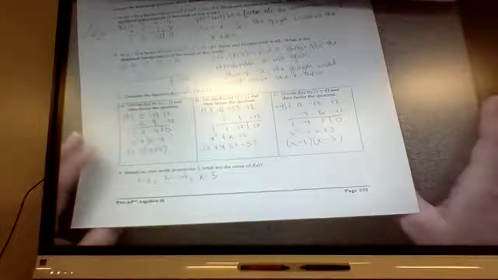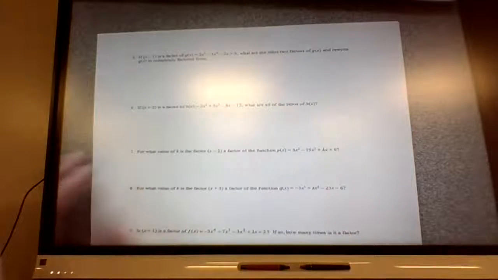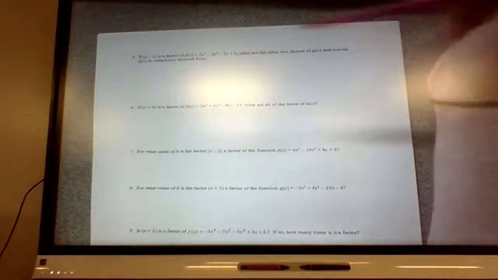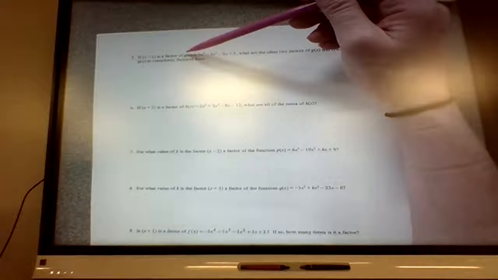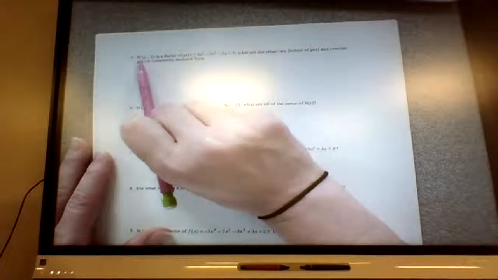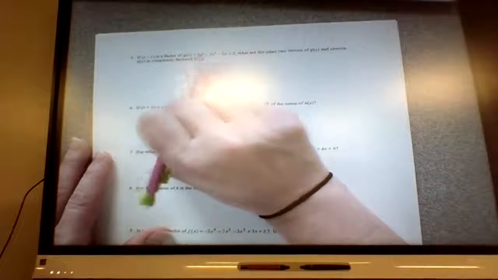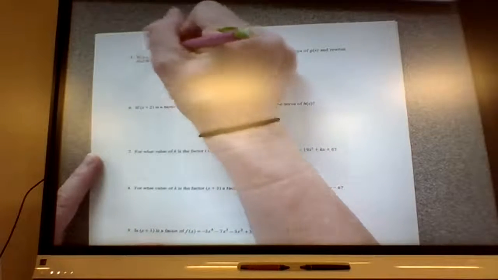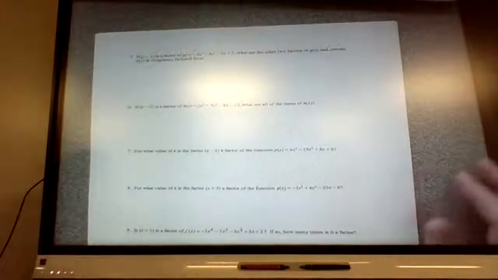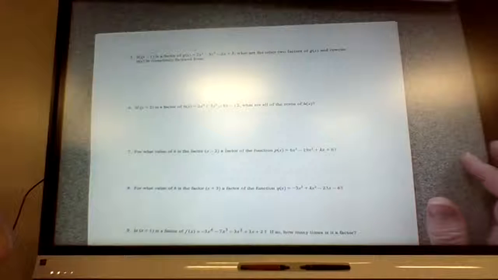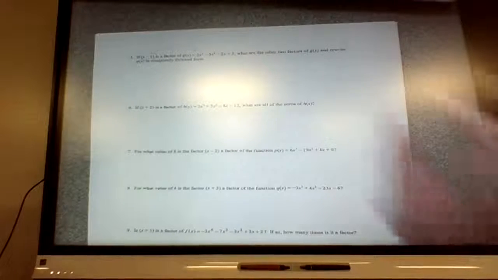Let's look at page 499. Okay, so this is telling me that if x minus 1 is a factor of this, then what are the other two factors? First of all, I just want you to divide. If you get a question like this, you're going to divide this into that. That's the factor. So go ahead and do the synthetic division without me, and then I'll join you.